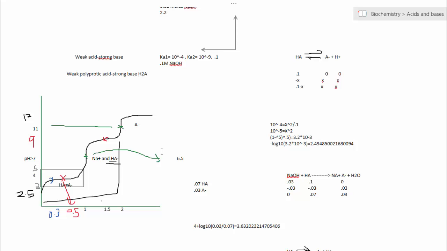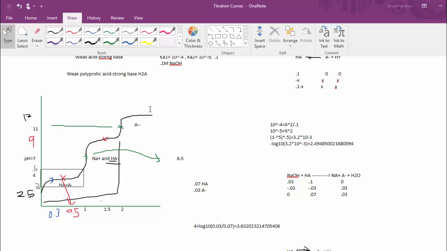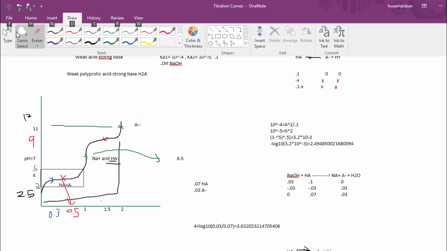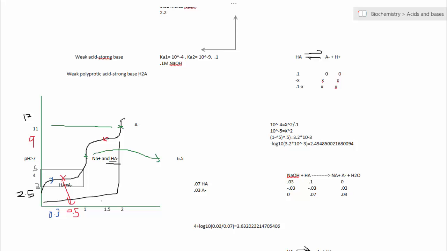If this was a triprotic acid, it would have additional repetition here. This will be smoother, like this, and then rise to the part determined by the NaOH. So it's the same concept.